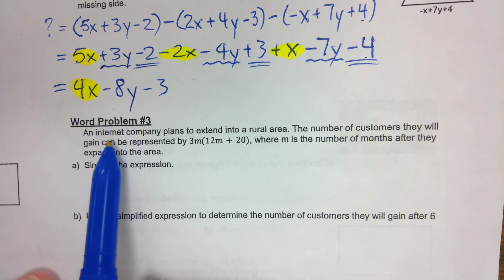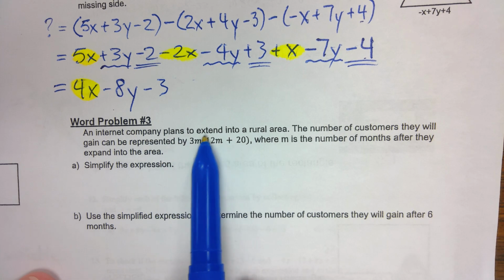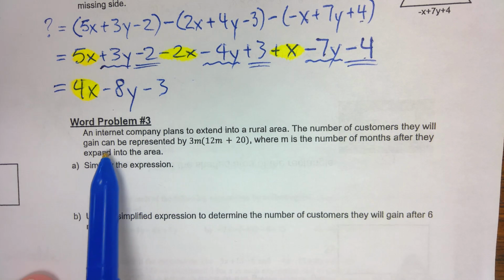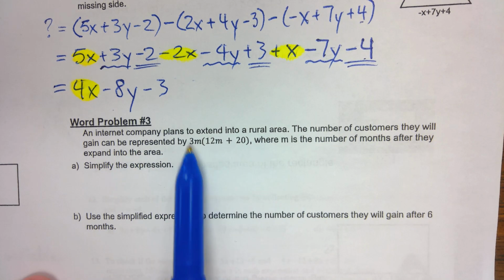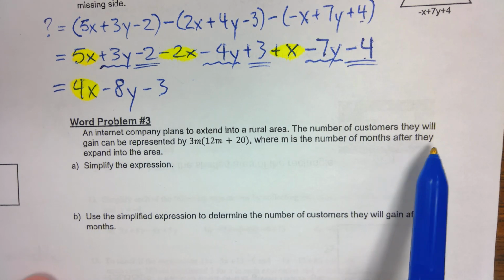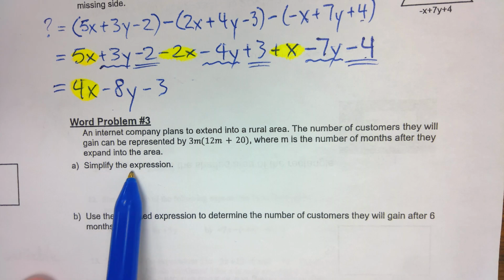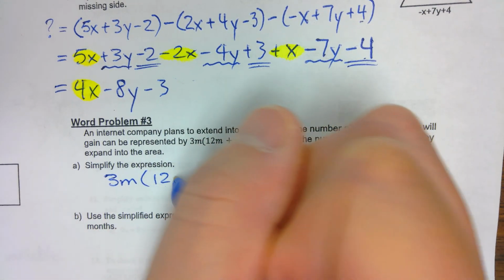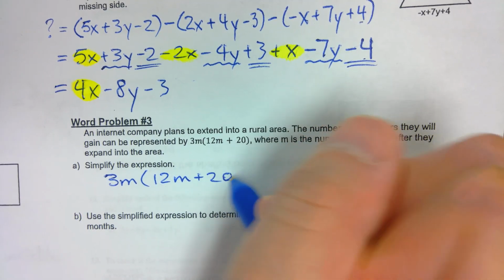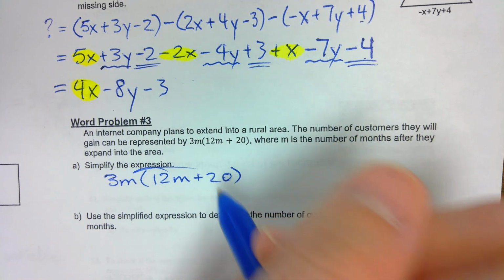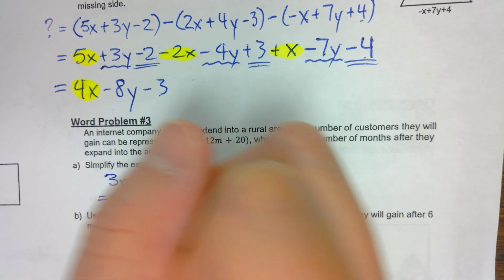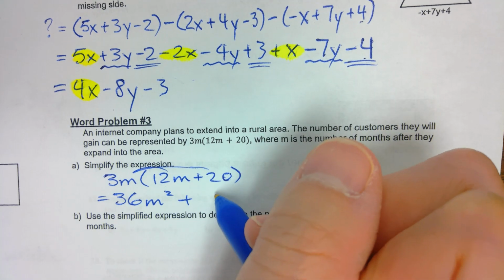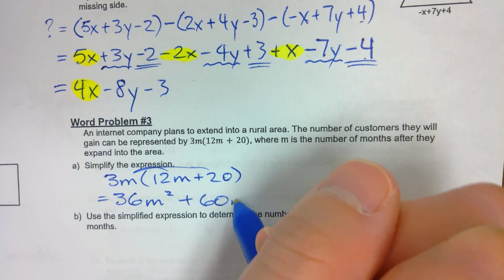Alright, word problem number 3. An internet company plans to extend to a rural area. The number of customers they will gain can be represented by this, where m is the number of months after they expand to the area. Simplify the expression. So simplify the expression, all it means is drop the brackets. So expand. So I get 36m² plus, when you multiply that, you get 60m.